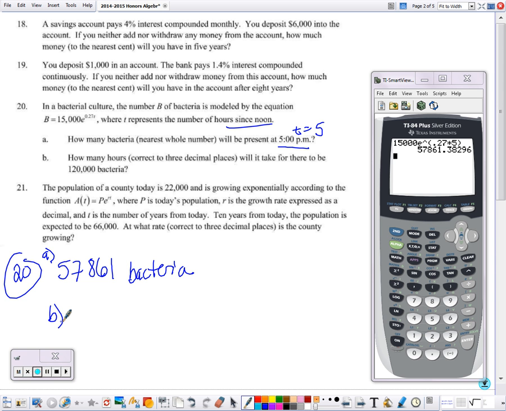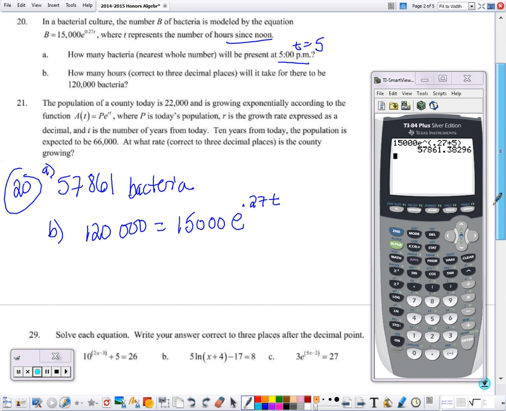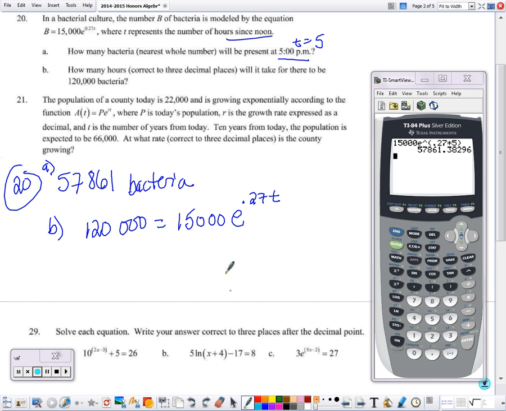And then B, corrected to 3 decimal places. How long will it take to reach 120,000? Now, we can solve this either graphically or algebraically. I'm going to choose to do this algebraically because I don't like resetting the window in my calculator. I'd much rather use a logarithm to solve it.